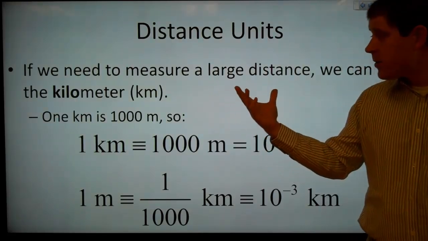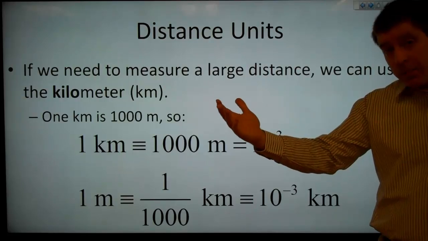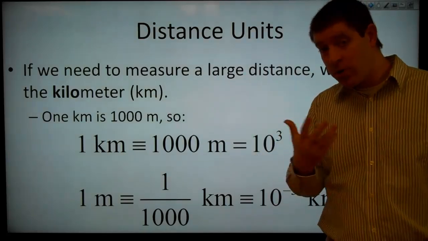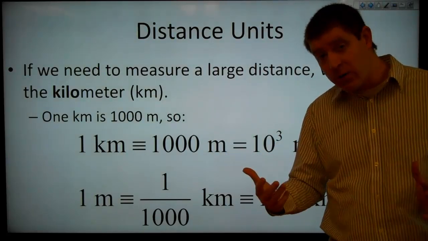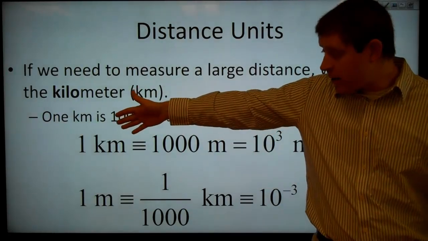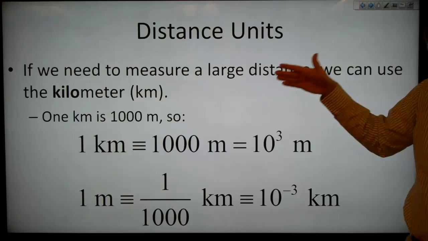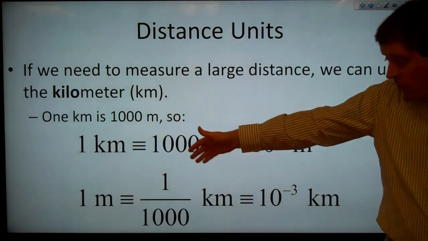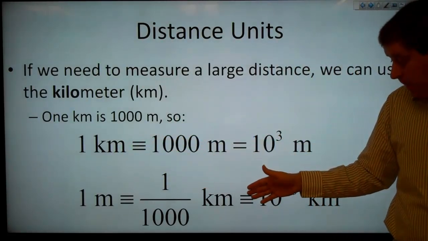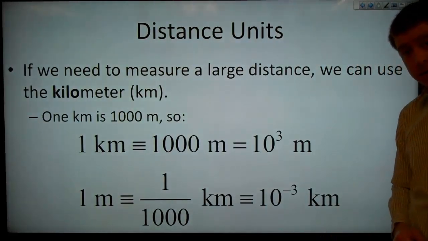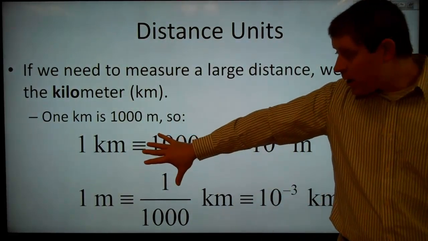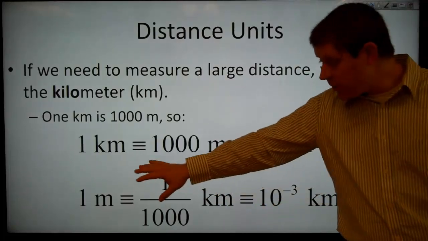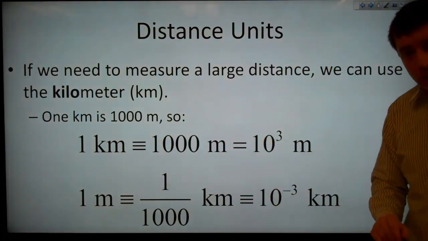So if we need to measure a large distance, significantly larger than a meter, then we can use the kilometer, symbolized km, both lowercase again. 1 kilometer is 1,000 meters, so our equality is 1 kilometer is equal to 1,000 meters, which is 10 to the 3 meters. Or we could write it as 1 meter is equal to 1/1000th of a kilometer, which is equal to 10 to the minus 3 kilometers. So we can write our equalities either with 1 kilometer equal to some number of meters, or as 1 meter equal to some number of whatever prefixed unit we have.